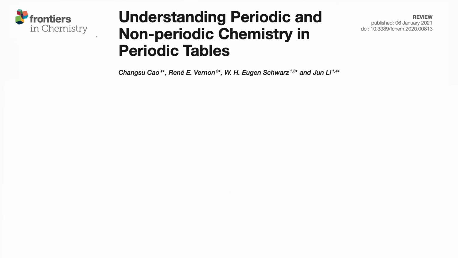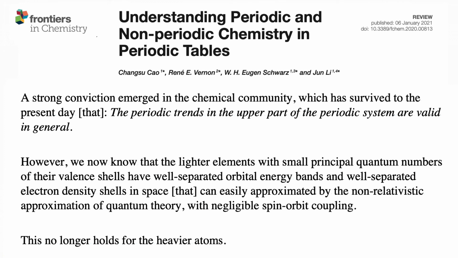A recent review paper published in January 2021 states the following: a strong conviction has emerged in the chemical community, which has survived to the present day, that periodic trends in the upper part of the periodic system are valid in general. However, we now know that the lighter elements with smaller principal quantum numbers in their valence shell have well separated energy bands and well separated electron density shells in space that can easily be approximated by the non-relativistic approximation of quantum theory with negligible spin-orbit coupling.